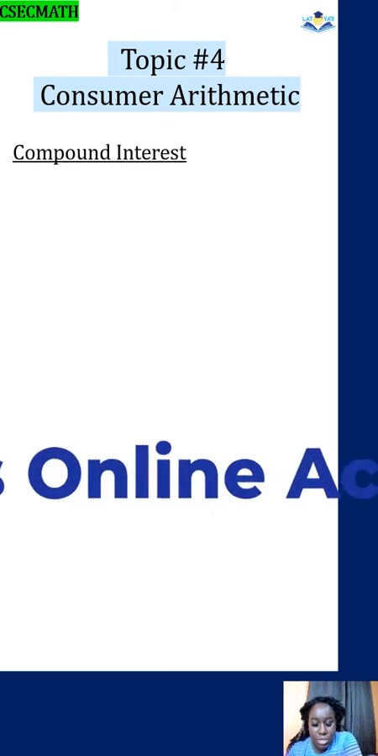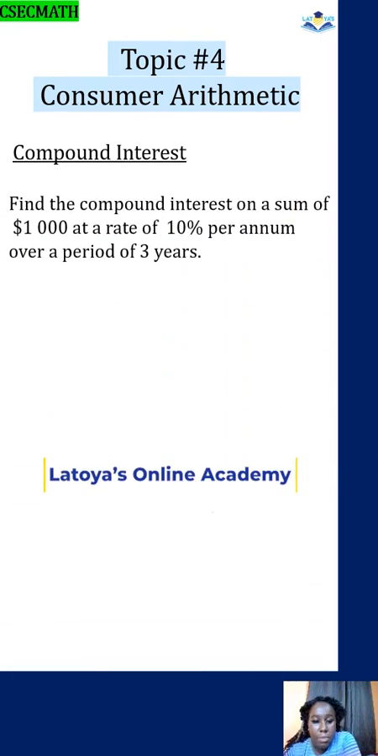We're continuing with consumer arithmetic. Today we'll be looking at compound interest. The question wants us to find the compound interest on a sum of $1,000 at a rate of 10% per annum over a period of 3 years. Now, I'm going to show you two ways.